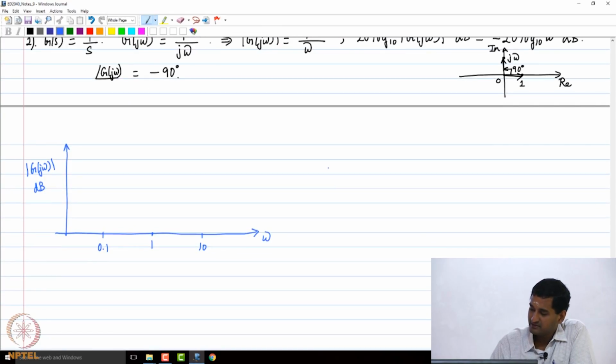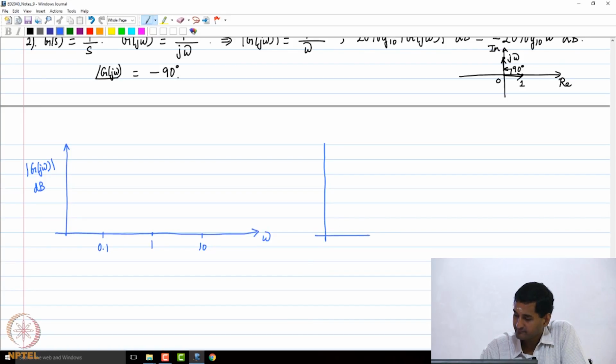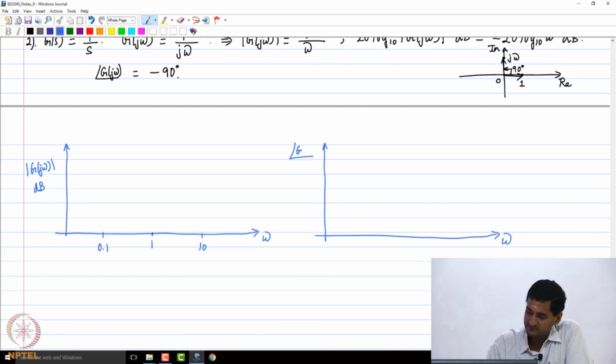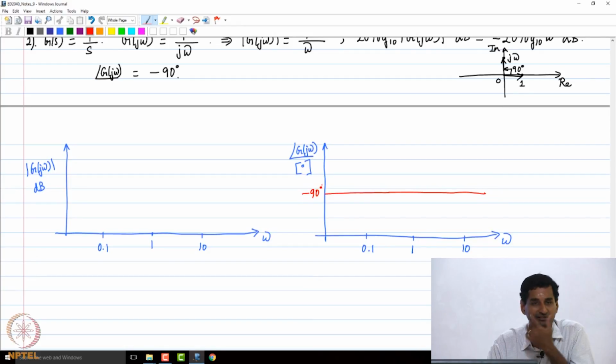Similarly, we have the phase diagram. The phase diagram is pretty easy to plot here. So the phase of G of j omega in degrees. Once again, let us say I have 0.1, 1, 10. So the phase diagram is pretty easy. There is going to be a straight, horizontal line at minus 90. So that is what I have for the phase for this particular factor.